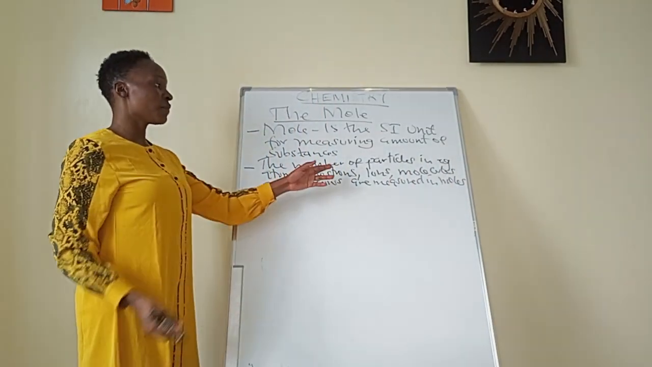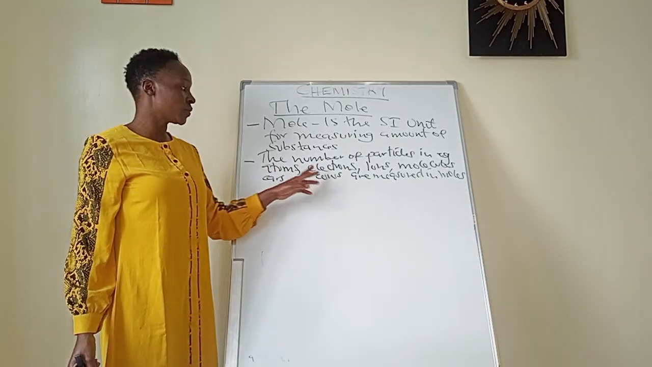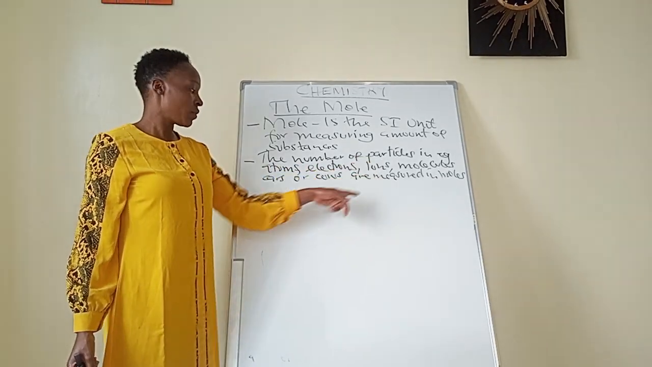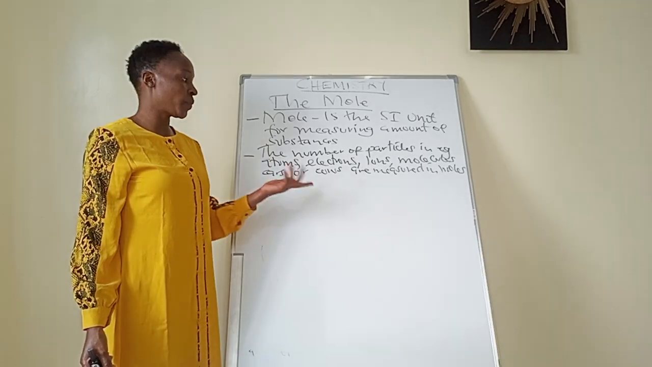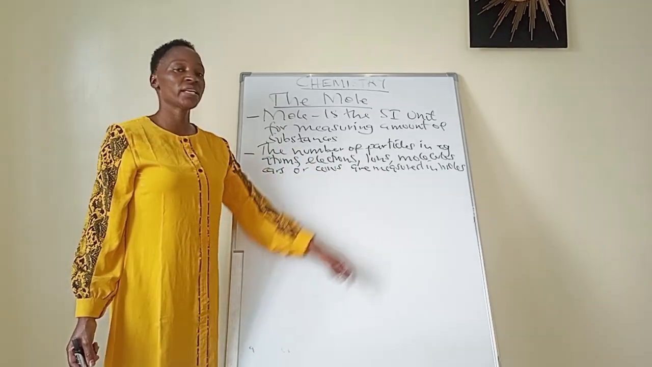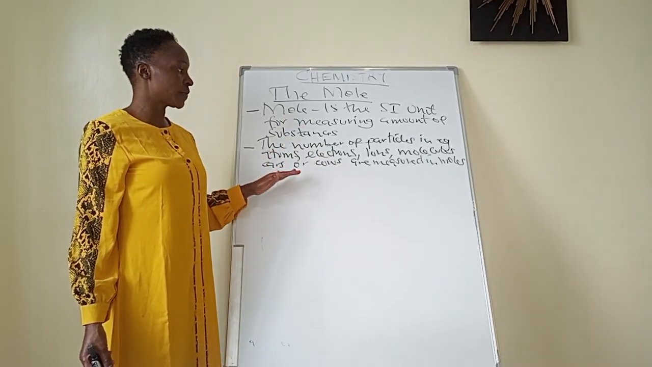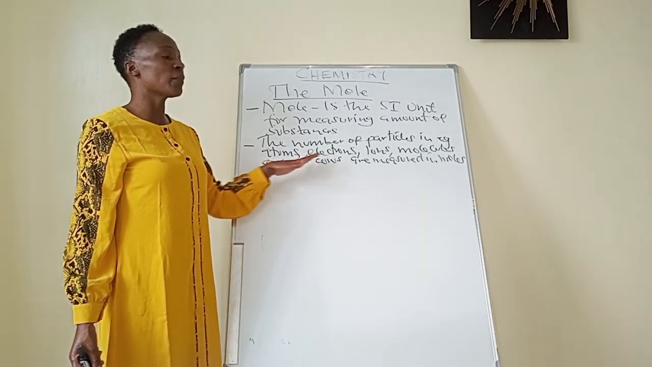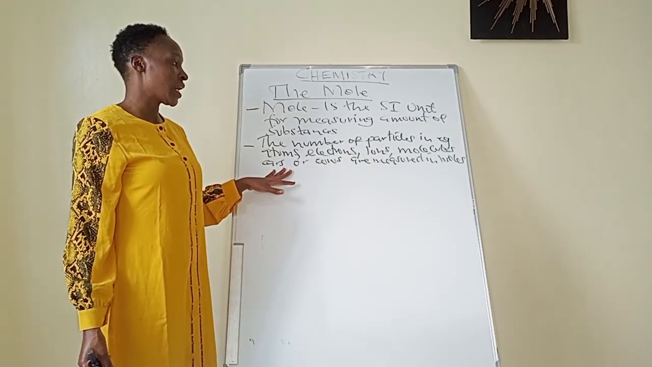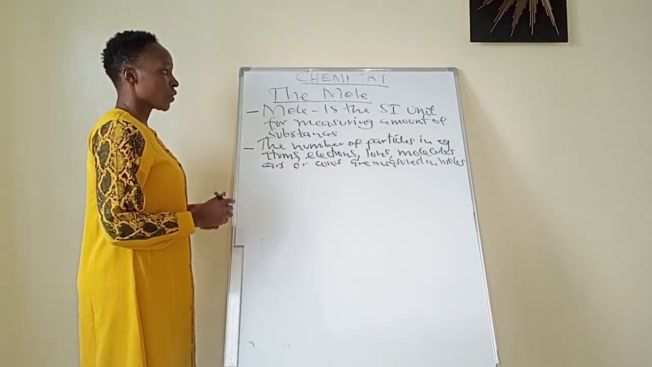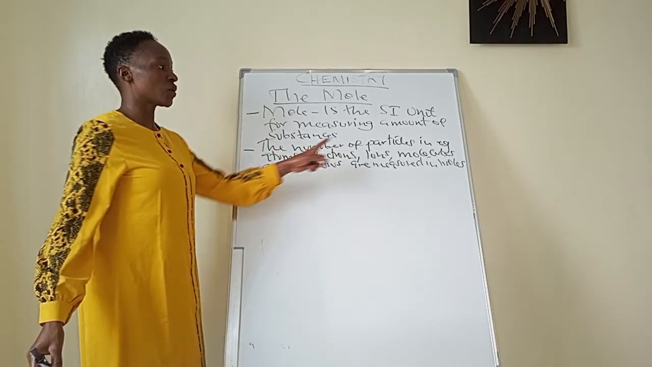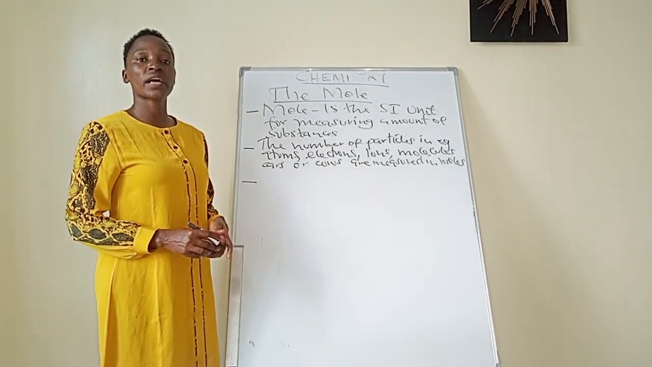So you find that the number of particles in, for example, atoms, electrons, ions, molecules, cars or cows or people, any other thing, are measured in moles. And since we have said that the mole is the SI unit of measuring amount of substances, we use it to measure the amount of particles present in these substances. So you'll find that the number of particles, we call them Avogadro's constant.